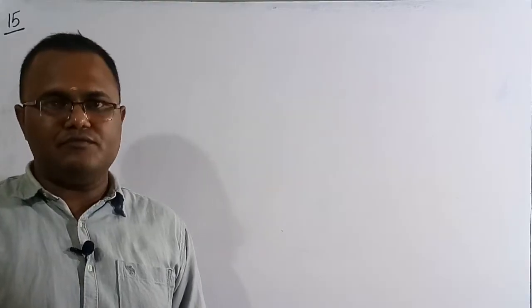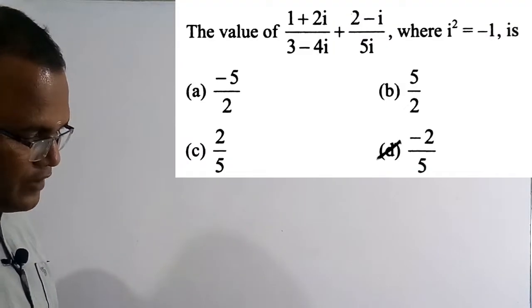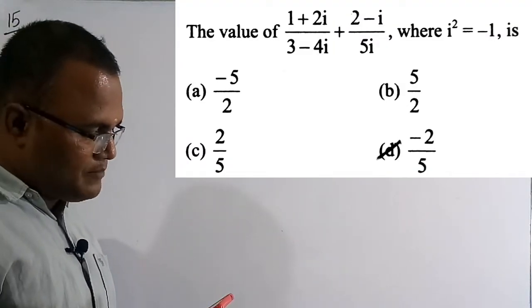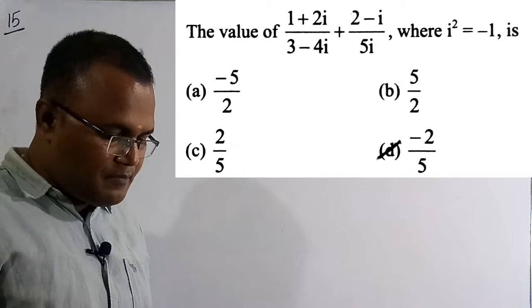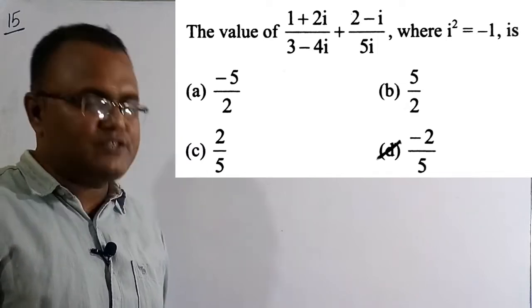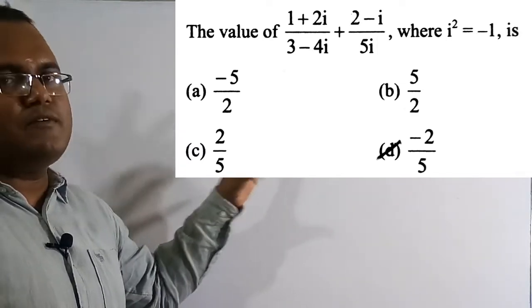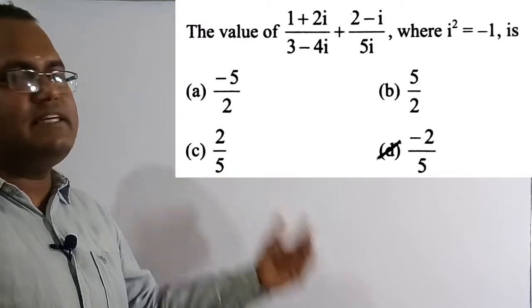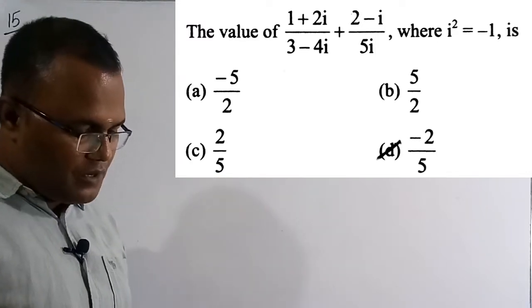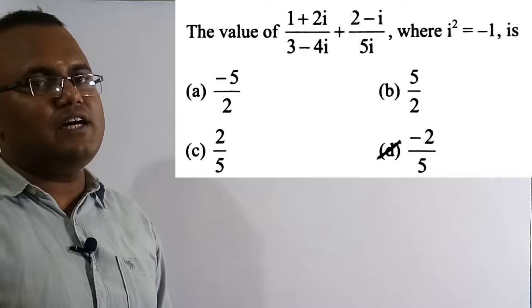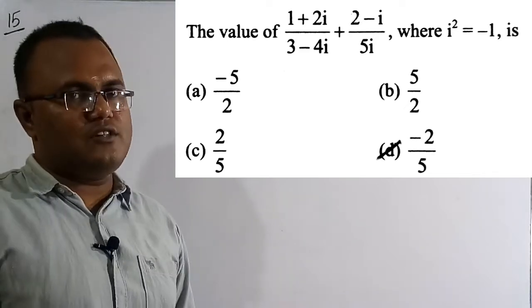So now we are going to solve the 15th question. See the question here. The value of 1 plus 2i by 3 minus 4i plus 2 minus i by 5i, where i square is equal to minus 1, is. Basically we have to simplify these complex numbers and get the resultant value. Out of these four options, option D, which is minus 2 by 5, is the correct solution of this question. So let's solve this numerical.